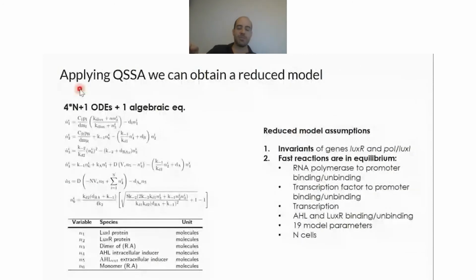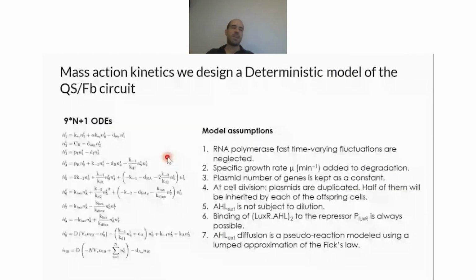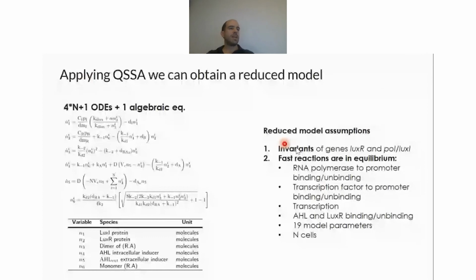But the interesting part of the example is that from this bigger model with 9 equations, we can use some assumptions like the ones we used before, for example that the RNA is fast, and we can get rid of some of the equations and obtain a smaller model that will be easier to handle and to simulate.